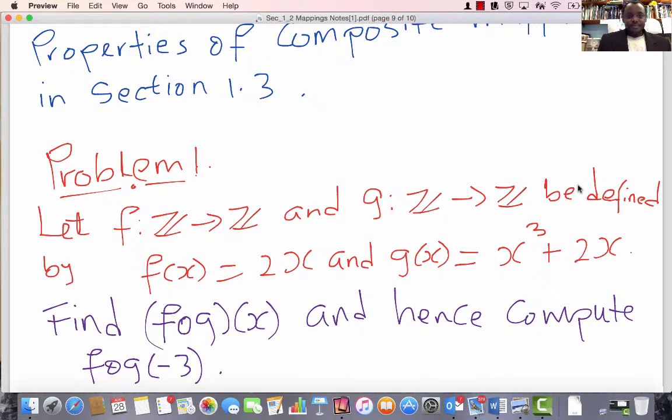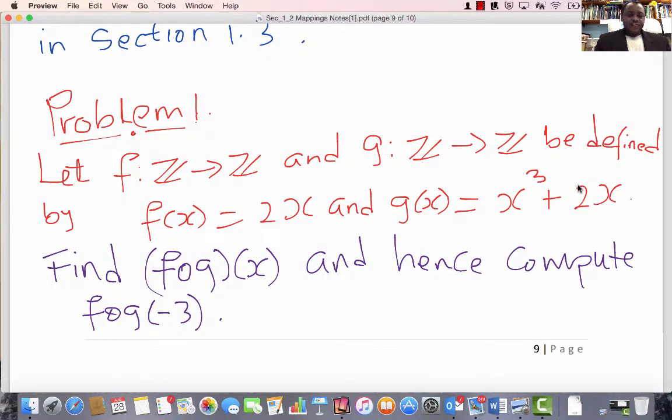Problem number 1. Let F be a mapping from Z to Z, the set of integers, and G also a mapping from Z to Z, so that's very good. Define those mappings as F of X equals 2X and G of X equals X cubed plus 2X. I want you to find F composed with G of X and hence compute F composed with G of negative 3.